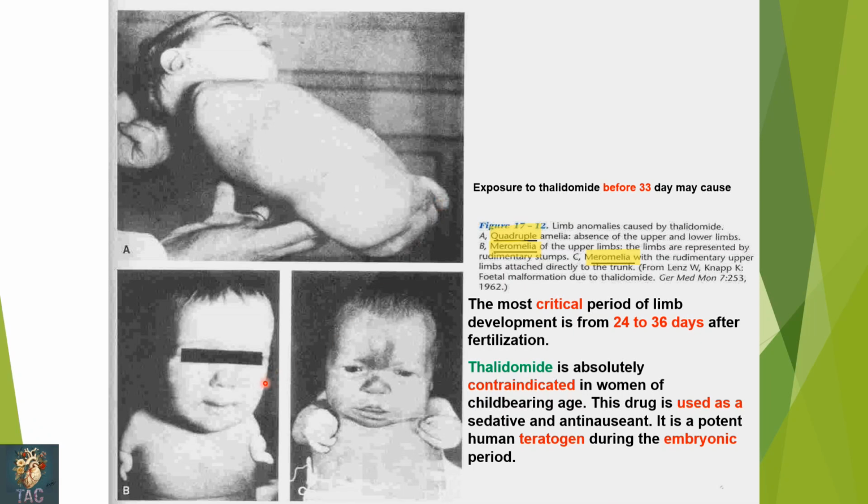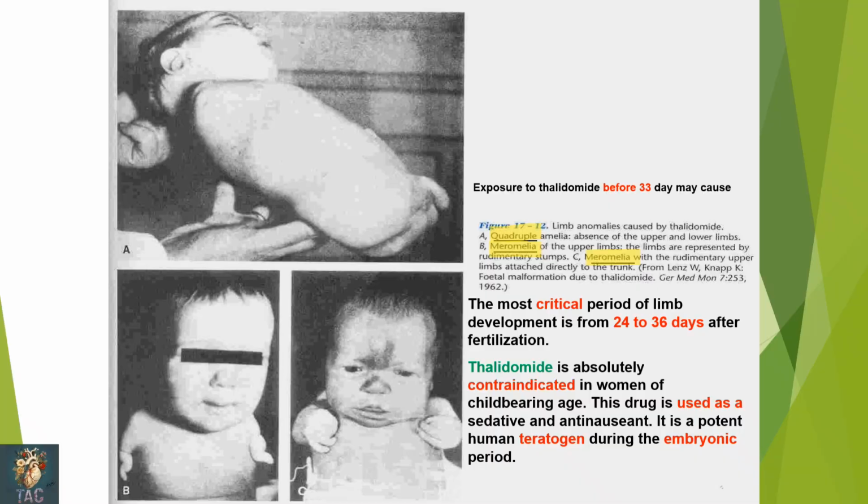This is a condition also called meromelia, in which the absence of the upper limb bud is present. It is just represented by a rudimentary stump. This is again meromelia, in which this rudimentary stump is directly attached to the trunk. So an important MCQ about this congenital anomaly is thalidomide. Then another is that the critical period of limb development is from 24 to 36 days after fertilization. This is another very important MCQ.